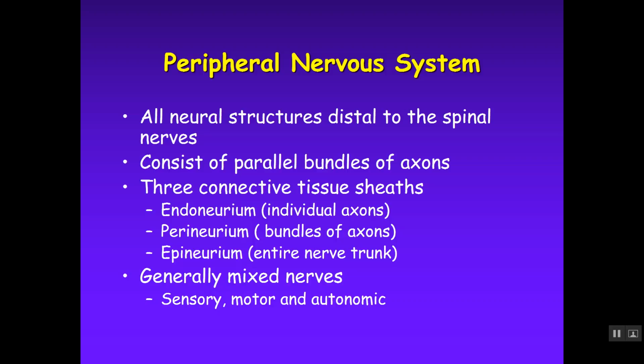There are three connective tissue sheaths within a typical nerve. Three layers of sheaths. You have an endoneurium, so endo is inner, and it makes sense. The endoneurium surrounds individual axons themselves. A perineurium packages or bundles a group of axons. And then an epineurium is the entire nerve trunk. So there are three different layers, and how you damage those layers, mechanically or chemically, is going to influence the function of your nerves. These are generally mixed nerves: sensory, motor, and autonomic.